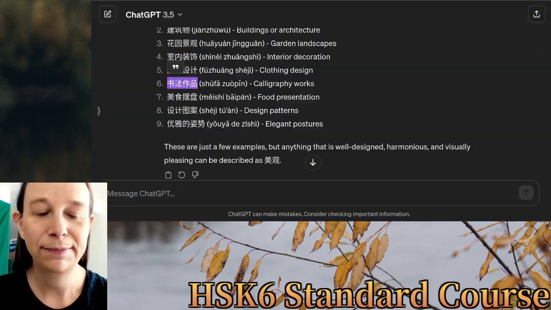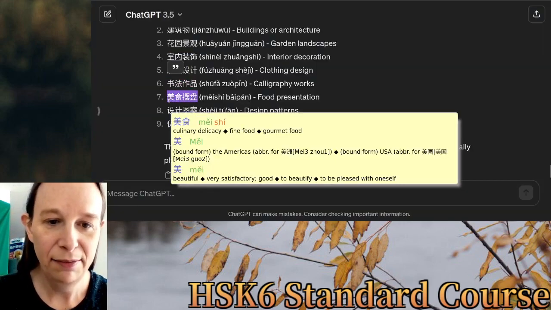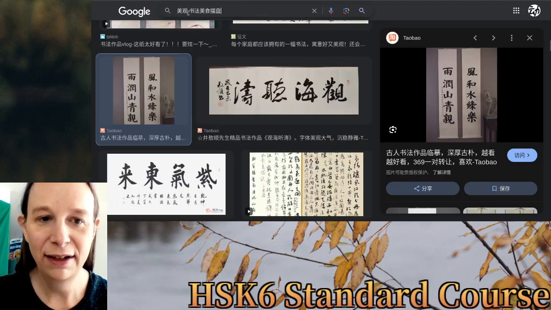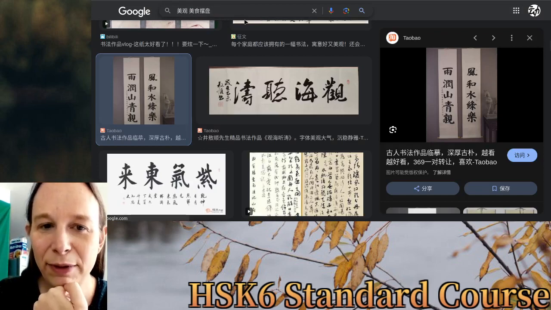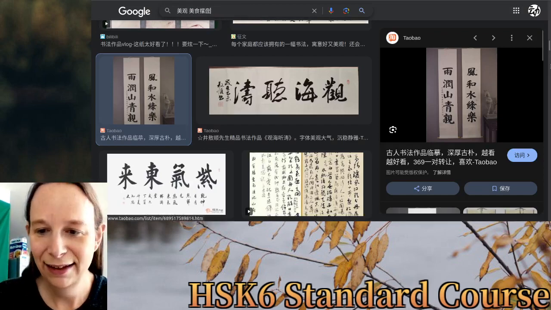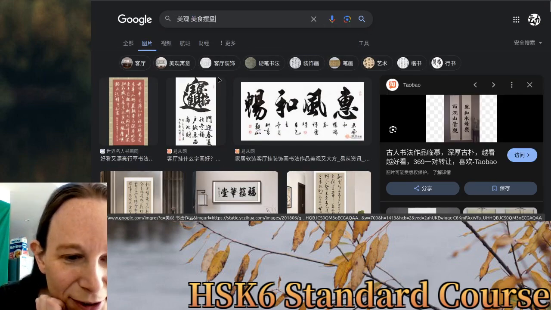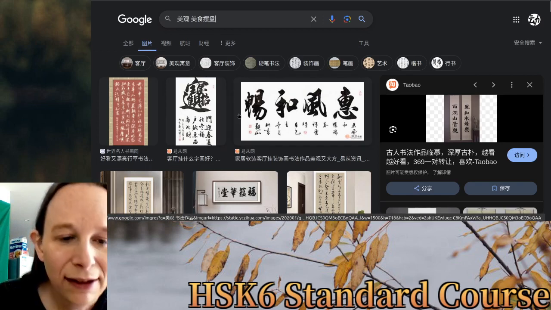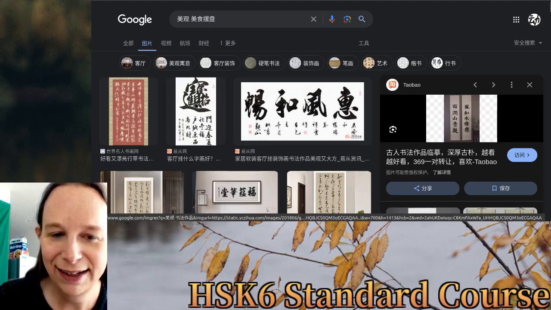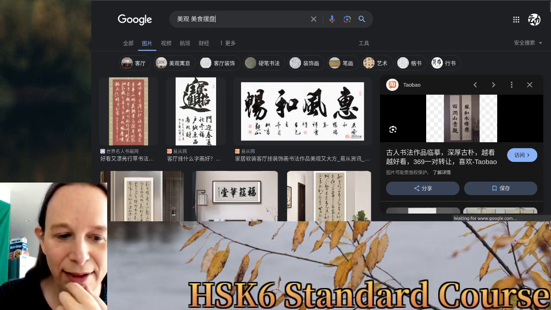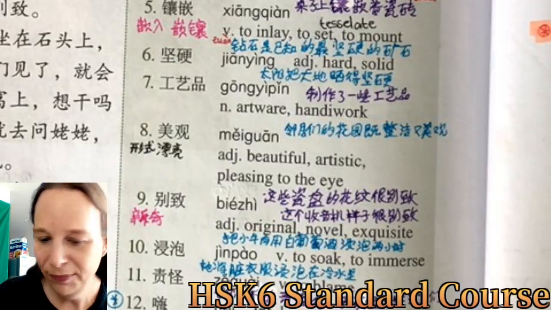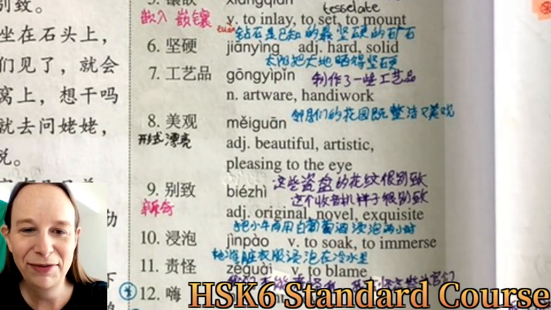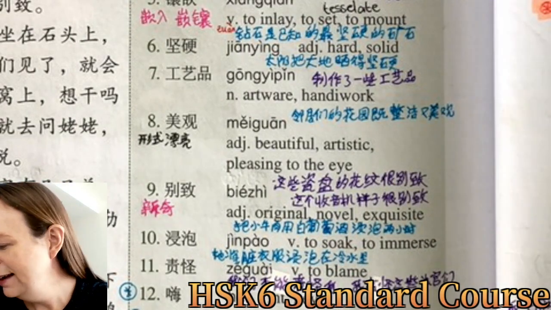Okay, this is 美观. 美观美食. Baipan. Oh, a food presentation. So maybe this is like a banquet, and you just look at it, it's like, oh, wow. This is not biang, I shouldn't call it that. It's something else. Sometimes multiple characters are combined into one character, and I think that's that one. Anyway. Meiguan, beautiful to observe. So you wouldn't describe humans as observed, yeah.